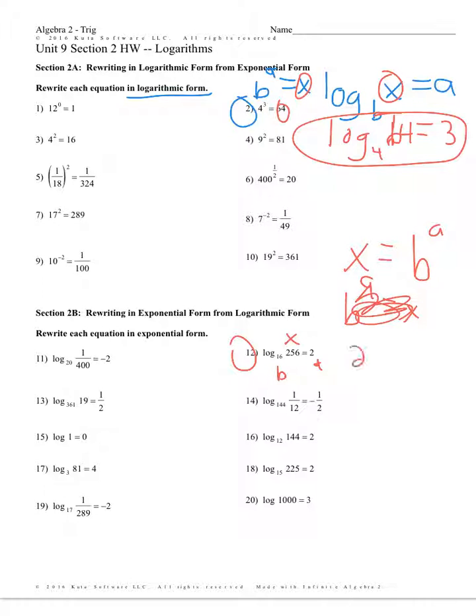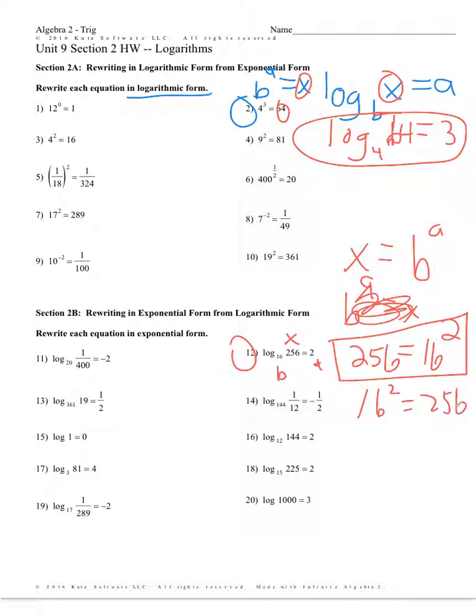So I'm going to write 256 is equal to 16 to the second power. So the log of 256 in base 16 is 2, because that's the exponent I put on 16 to get 256. And that would be writing in exponential form. Now you could write it 16 squared equals 256. It doesn't matter what order you do that in.